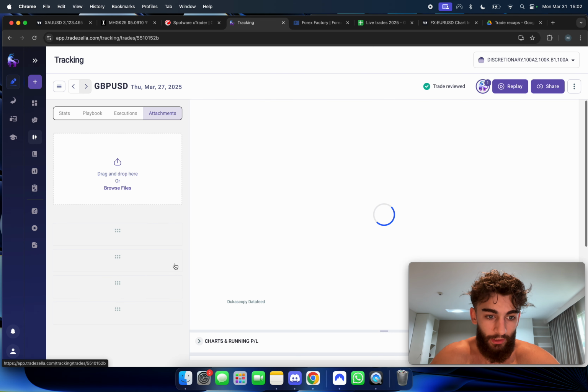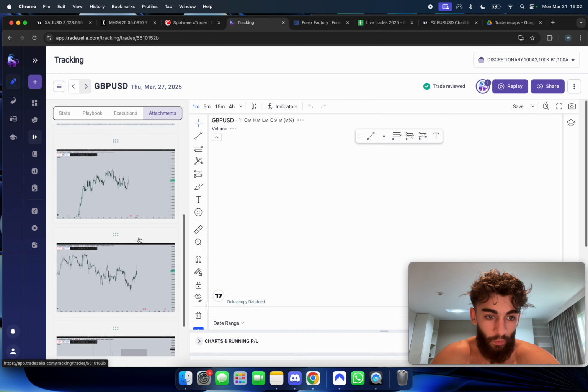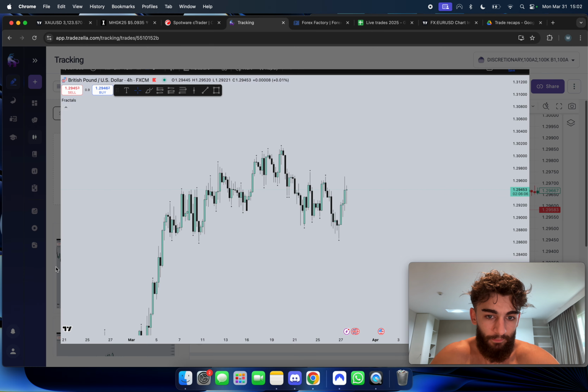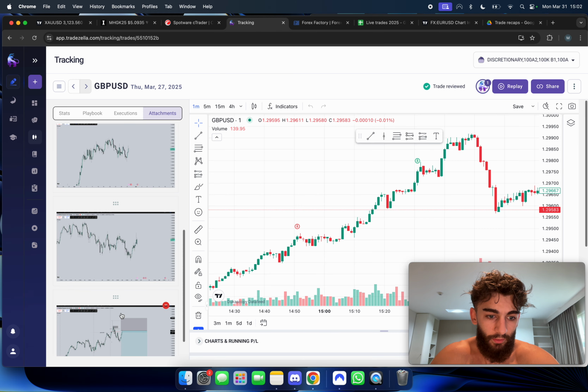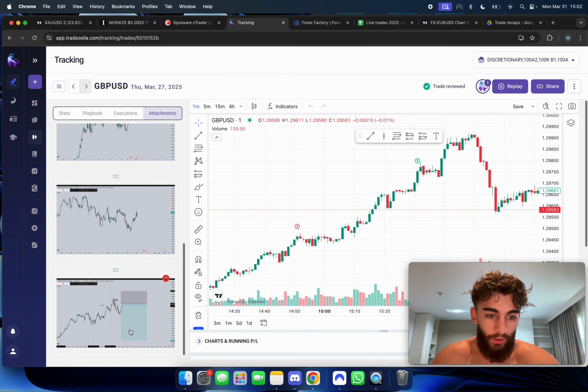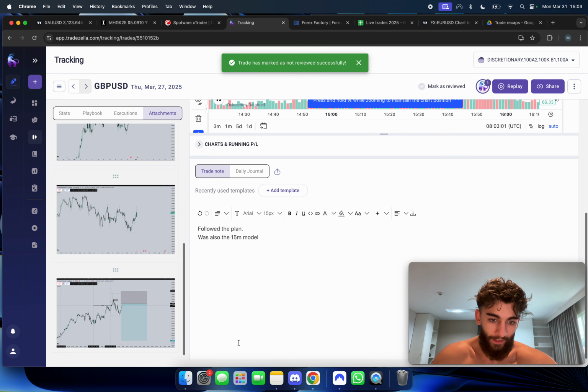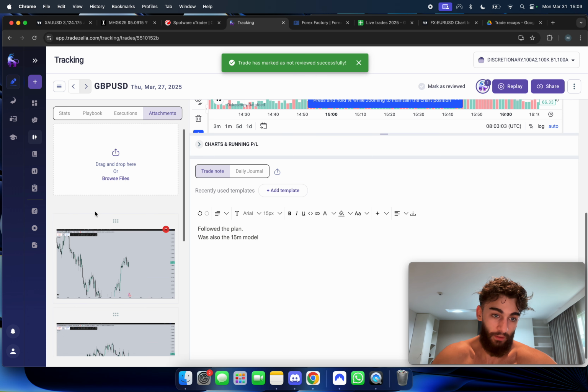Are we nearing the loss trade? Yep, GU would have been a loss because I've not yet won on GU. Daily, 4 hour, 1 hour. I think the bias was scuffed on this, I'm going to be real. I didn't put the post-trade screenshot, I must have just not had time, but it was a bear. I think this was, yeah, this is my most recent trade, so I still need to fill this out. I will untick trade reviewed because I haven't put the screenshot in just yet, but I will add that later. Follow the plan was also the 15-minute model.